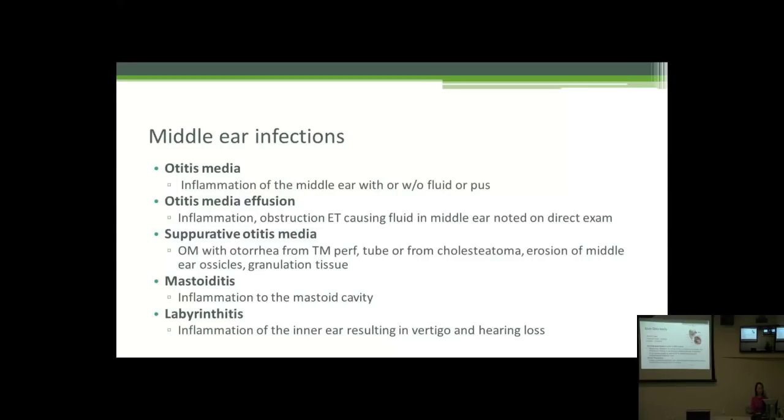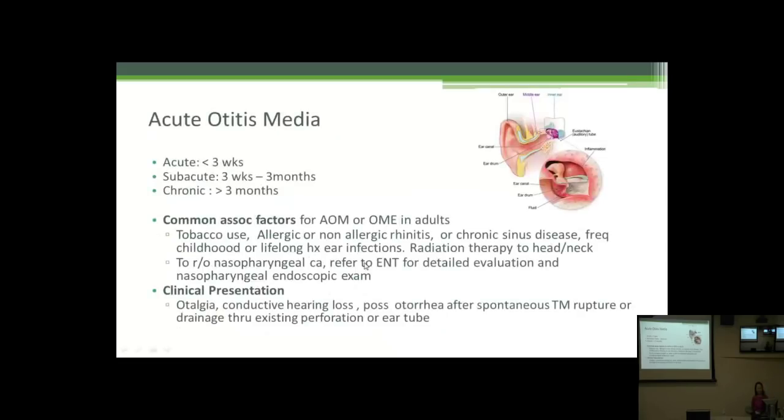Acute otitis media, typically acute means the symptoms have been for less than 3 weeks. Chronic is if the symptoms have been for more than 3 months, but subacute is between the 3 weeks and the 3 months. So you can have a patient falling in any of those categories, but you can define acute, subacute, or chronic based on the duration of those symptoms.